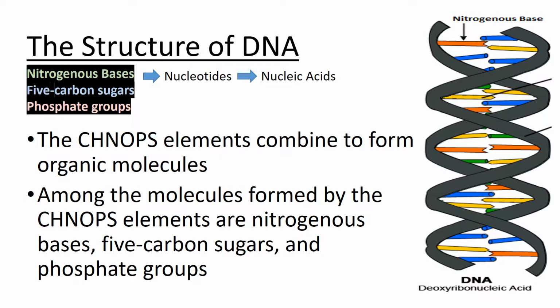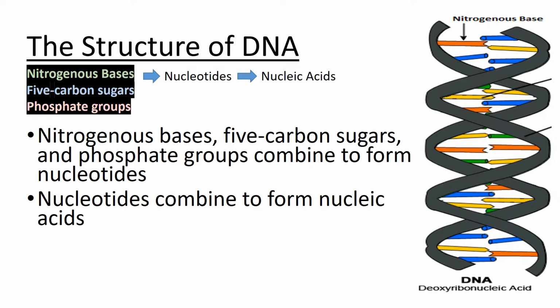We talked about the CHNOPS elements: carbon and hydrogen, nitrogen and oxygen, phosphorus and sulfur. These are the atoms that living things are made out of. They're not the only atoms found in living things, but they're the most important. The CHNOPS elements combine with each other to form organic molecules. Among the molecules formed by the CHNOPS elements are nitrogenous bases, 5-carbon sugars, and phosphate groups.